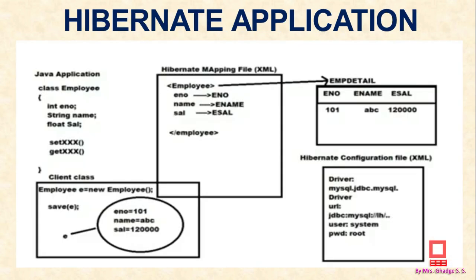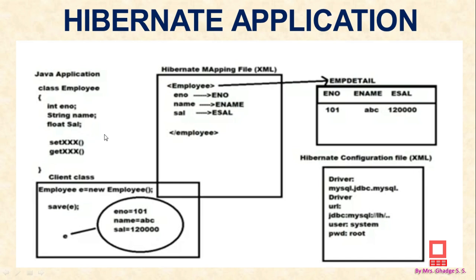Now here is one application given, that is a Hibernate application. I just try to give the overall picture of how Hibernate works. Suppose we have one Java application here. At the left side you can see the Java application, and in that Java application one class is written, class Employee, and three variables are there: int eno, String name, float sal. And there are some get and set methods also. So for these three variables we can write three set methods, setEno, setName, setSal, and three get methods. So this is one Java application.